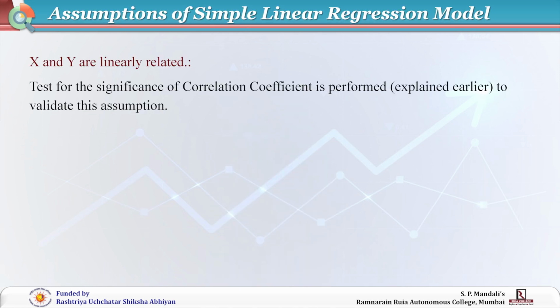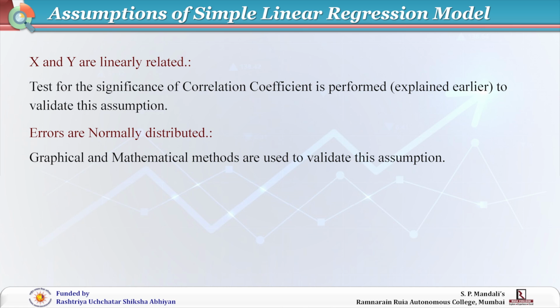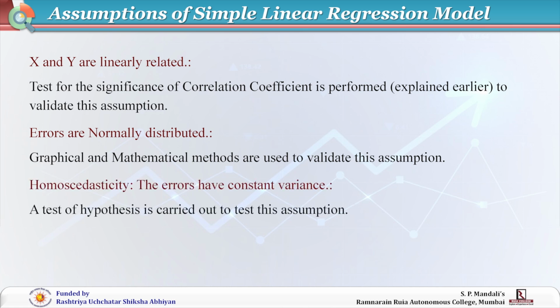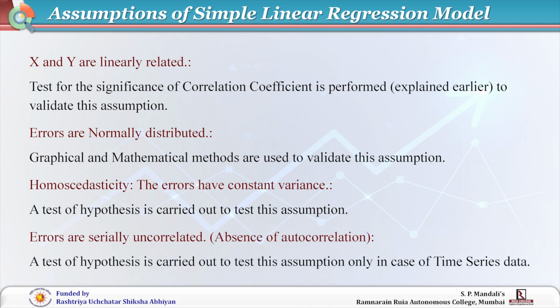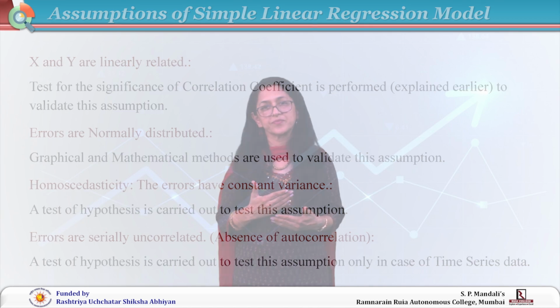The first one is x and y are linearly related. The second assumption is the errors are normally distributed. The third assumption is about homoscedasticity. This means that the errors have constant variance. And lastly, the errors should not be serially correlated. So these are 4 different assumptions that need to be validated before we actually implement the model.